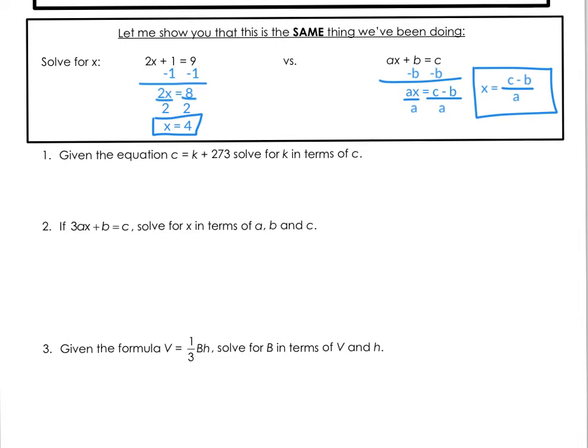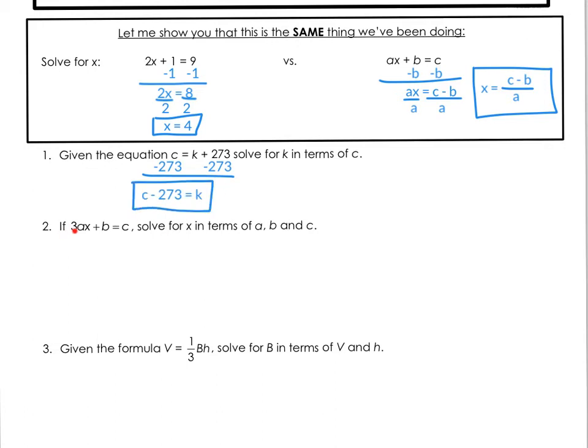Okay, so we'll do a couple more together. Given the equation c equals k plus 273, solve for k in terms of c. Well, I want k by itself. So what's with it? The 273. So in order to get rid of it, I need to subtract. So if I subtract 273, I can't put these two things together. They're not like terms, so I just have to write it as c minus 273 equals k.